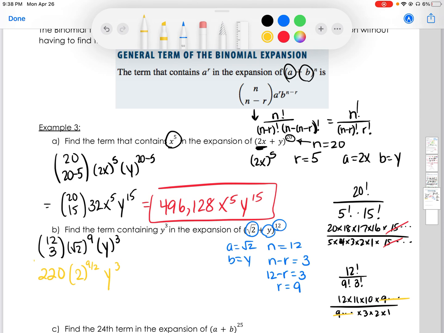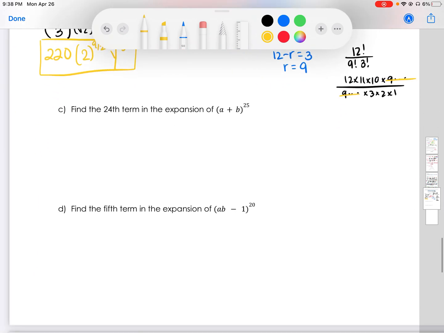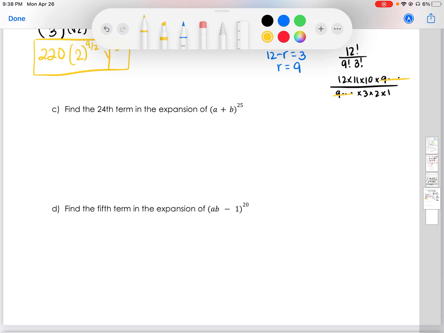Okay. And we could probably clean this up a little bit more, but this is basically the idea here. All right, last couple, we want to find the 24th term in this expansion. So we have a plus b to the 25th power, the 24th term, though. So if it is the 25th power, we really are going to have a bunch of different terms here.